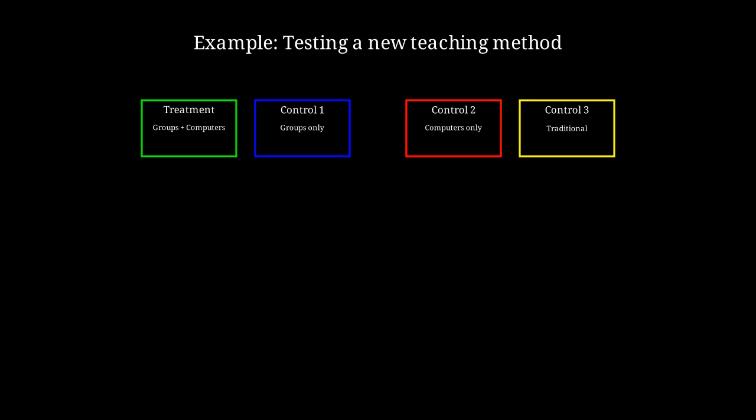Control 1 has groups without computers to test if collaboration alone helps. Control 2 has computers without groups to test if technology alone helps. Control 3 is traditional teaching. Only by having all these controls can you determine whether it's the group work, the computers, or the combination that produces the effect.